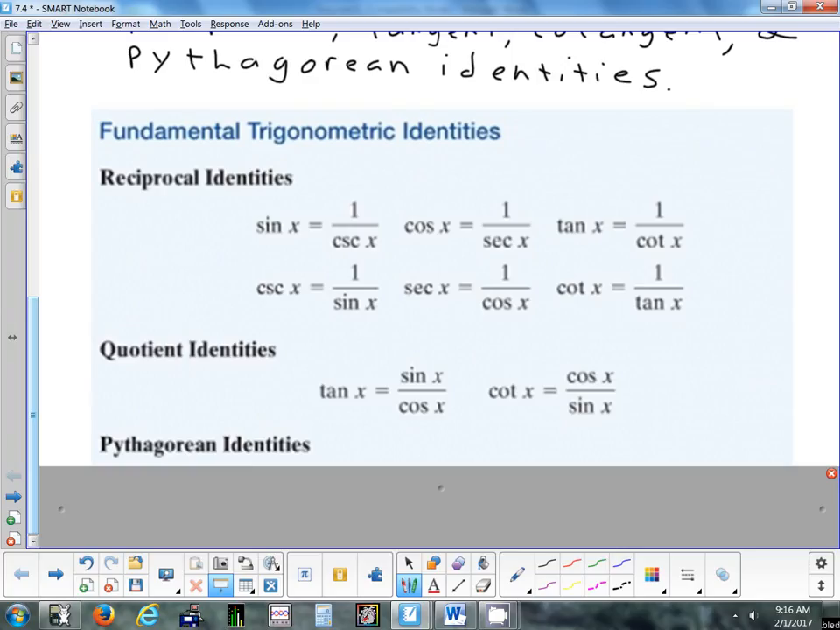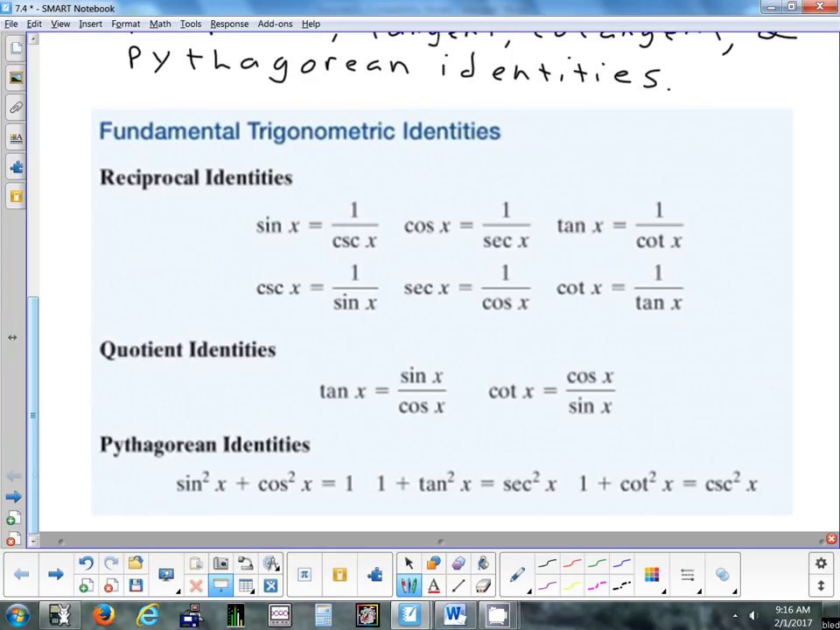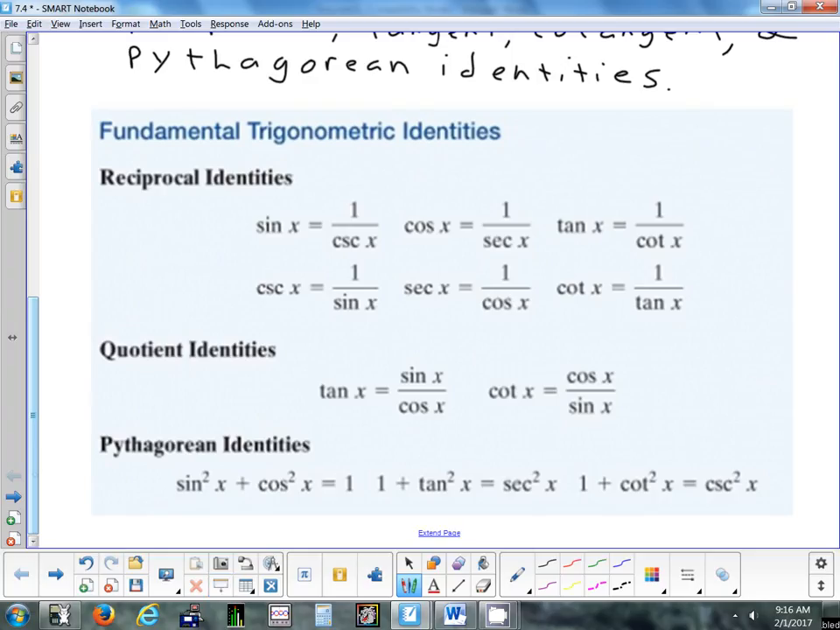And then the last 3, I gave you these when we studied the first 8, but I said we're not going to do anything with them right now. Well, now we're going to do something with them. They're the Pythagorean identities. Sine squared plus cosine squared equals 1. 1 plus tangent squared equals secant squared. And 1 plus cotangent squared equals cosecant squared.